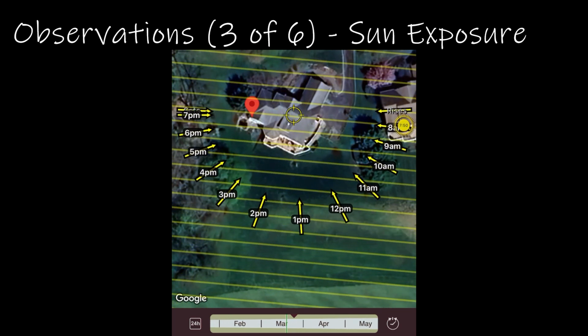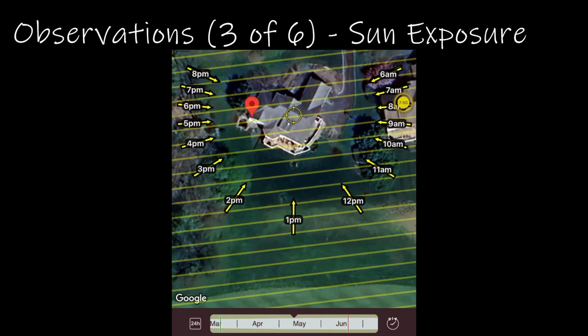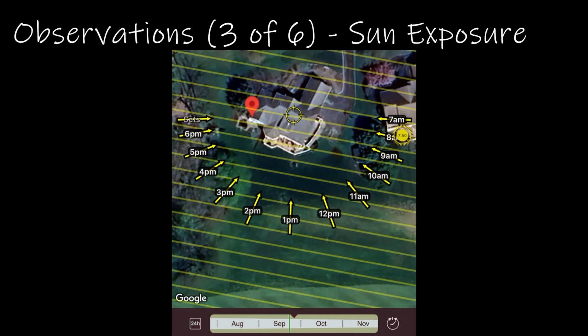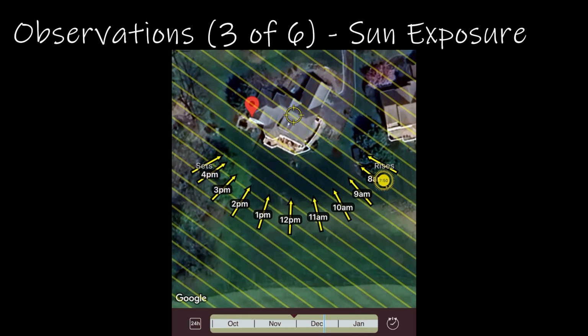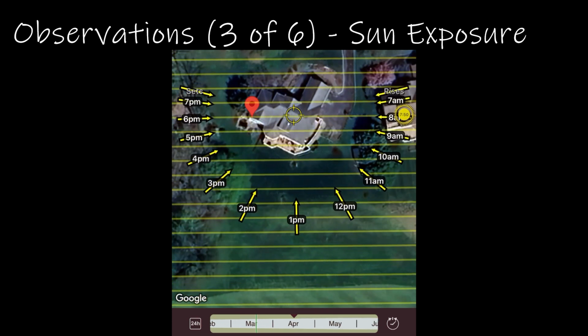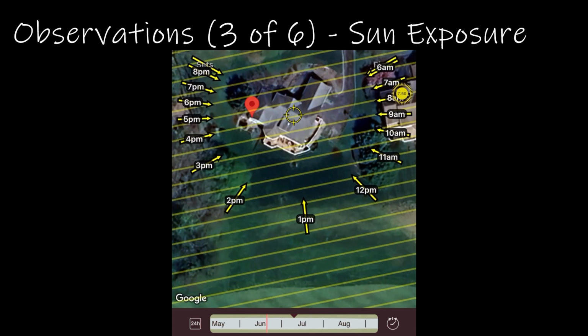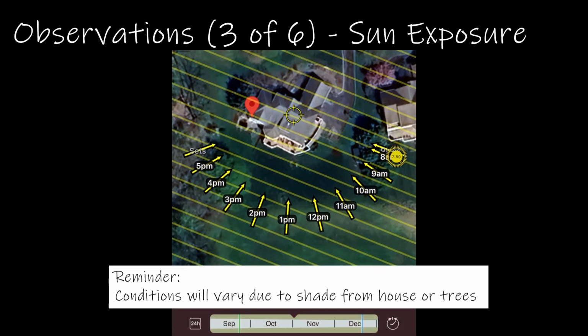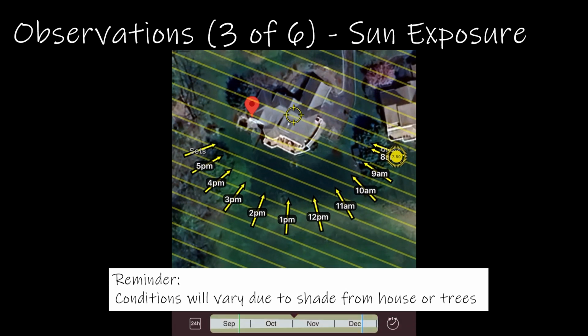What I love about this app is that I can change the month at the bottom of the screen to see how the position of the sun changes throughout the year. I'm using my cell phone to make this video, so I'm sliding my finger across the month, and as I do that, you can see the sun location changing. As you look at your area, keep in mind that some spots will have different sun conditions depending on the position of your house and other objects like trees.